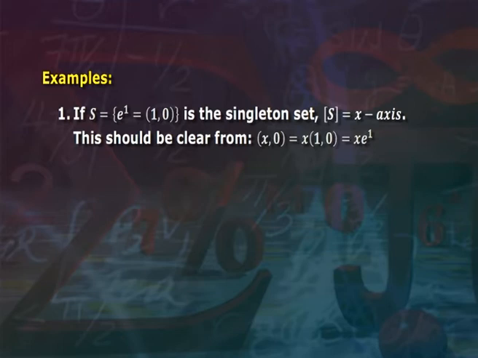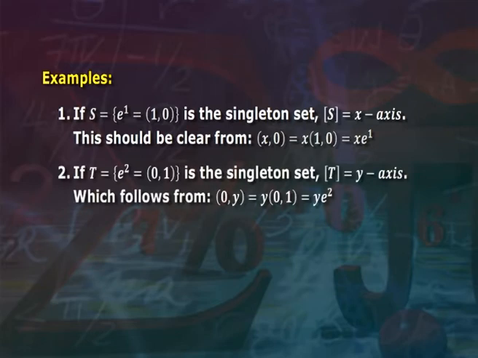Examples: 1. If S is equal to {e1}, where e1 is equal to (1, 0), the singleton set, span of S is equal to the x axis. This should be clear from (x, 0) is equal to x into (1, 0) is equal to x e1. 2. If T is equal to {e2}, where e2 is (0, 1), the singleton set, span of T is equal to the y axis, which follows from (0, y) is equal to y into (0, 1) equal to y e2.